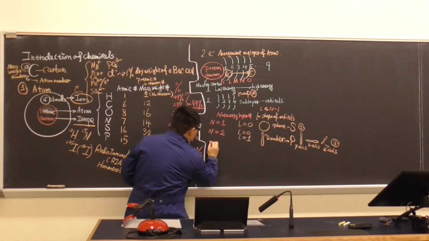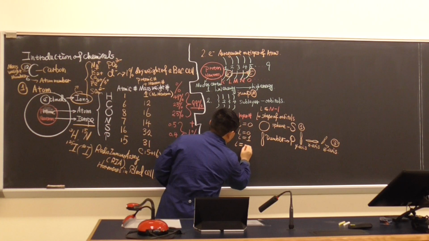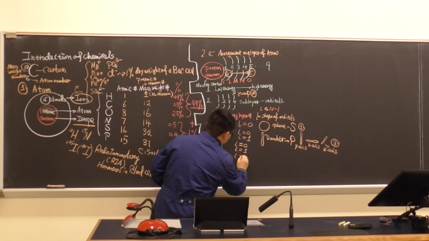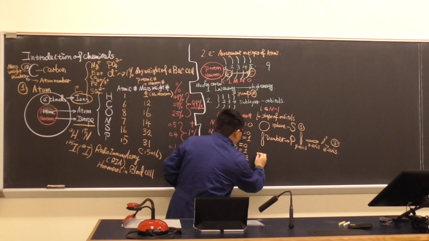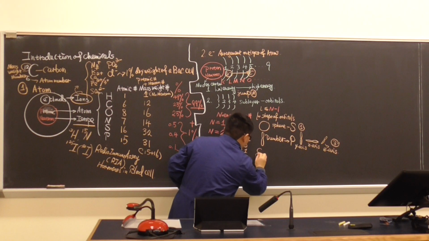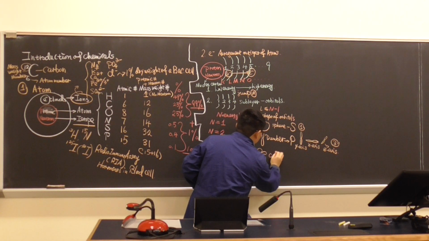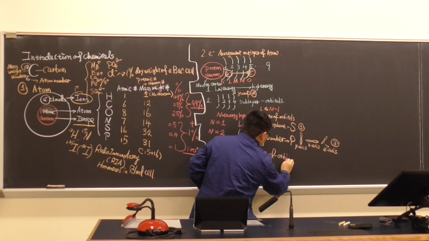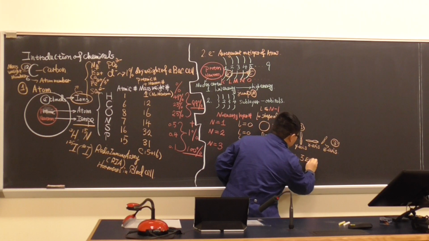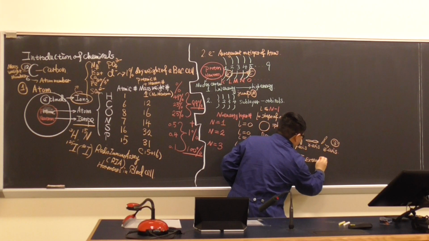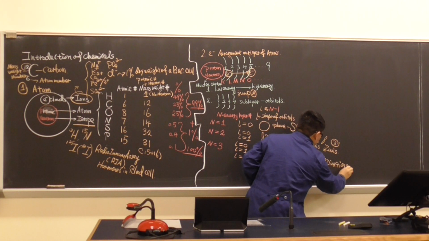Okay. How about N equals 3? You can do the math. L equals 0, L could be 1, L could be 2, therefore comes out with what? This one looks like this type of shape. This is called d orbital. And d orbital has 5 extended directions. So I'm not going to draw it.